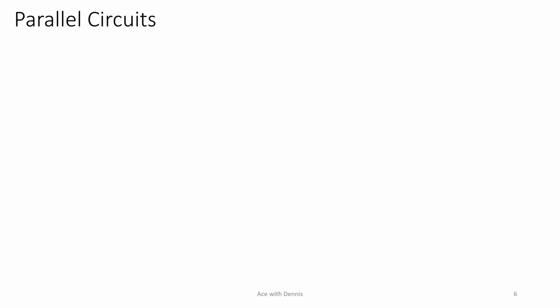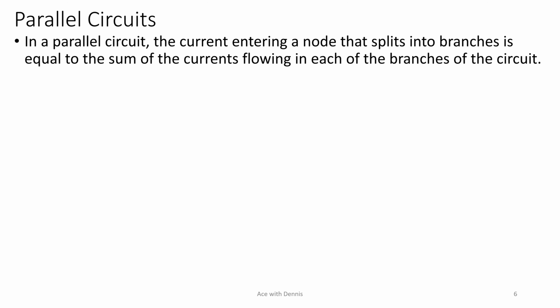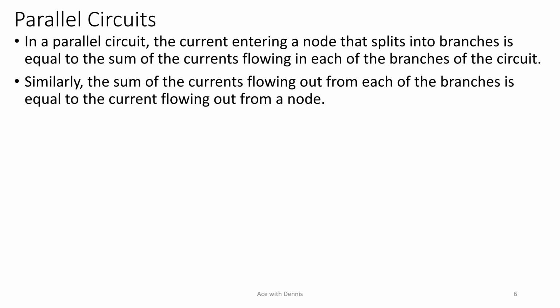The second type of circuit is parallel circuits. In a parallel circuit, the current entering a node that splits into branches is equal to the sum of the currents flowing in each of the branches of the circuit. Similarly, the sum of the currents flowing out from each of the branches is equal to the current flowing out from a node.